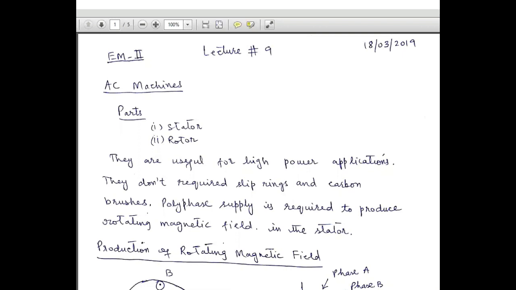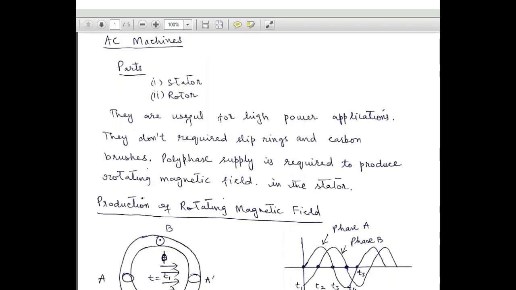So first of all, we will discuss the working principle of the stator, and the stator of AC machines consists of polyphase windings, and they are useful for high power applications. They don't require slip rings and carbon brushes, due to which there is no sparking between the slip rings and the carbon brushes, which is the case with DC motors or DC generators. So in AC machines, no phenomenon of sparking can occur, so they can be used for high power applications.